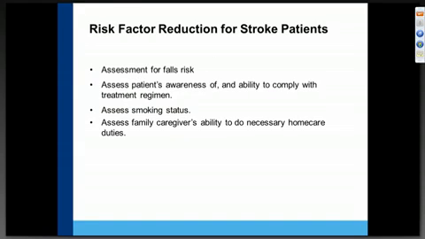When we look at patients with stroke, as we assess for their falls risk, we want to look at their ability to comply with the treatment regimen, and smoking status. It goes a little bit beyond just the falls risk, but what is the family and caregiver's ability to do the necessary home care duties? Are they able to assist that patient adequately? We may provide some aide support for ADLs, but as things evolve, we know they can't necessarily stay in there forever. So how do we facilitate that care to support their needs in the face of some functional limitations?